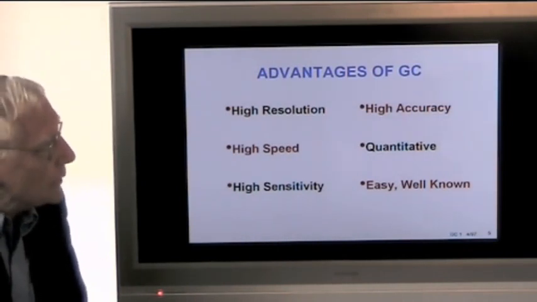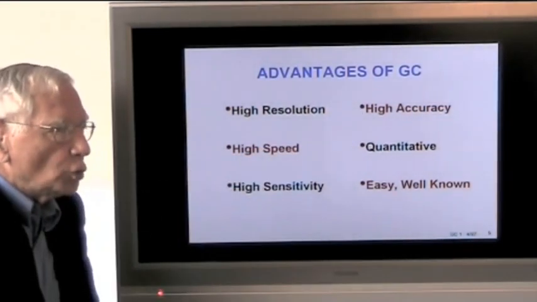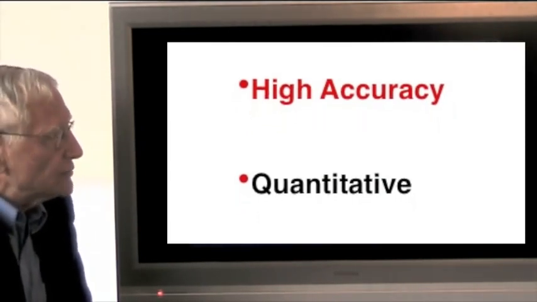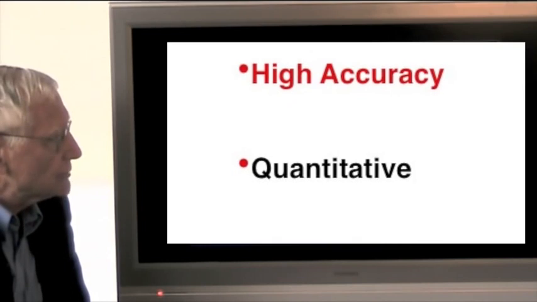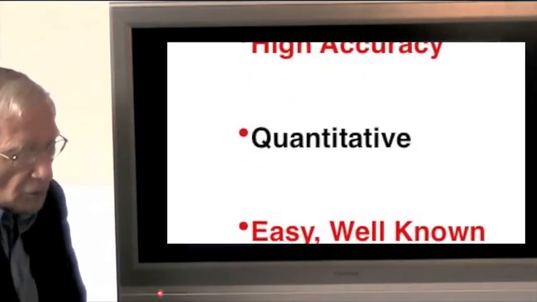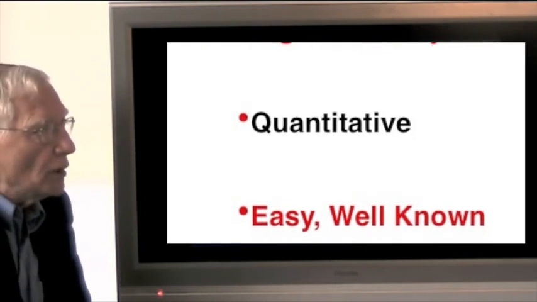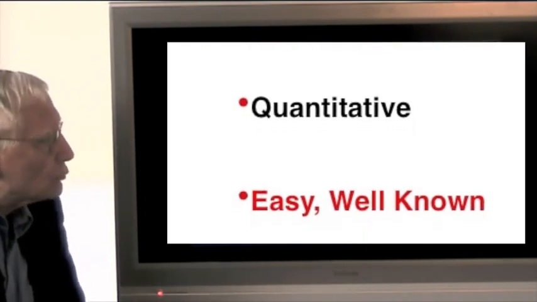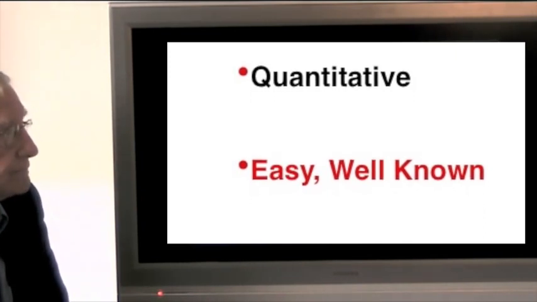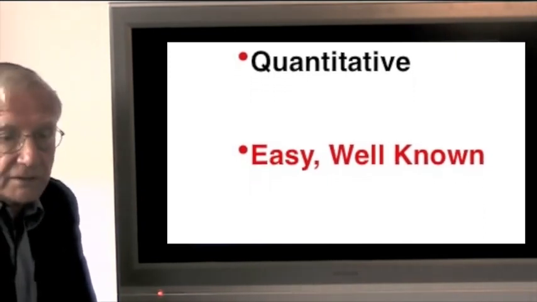High accuracy. Accuracy just means when we do quantitative analysis, we get very good results, the right answer. Good quantitative results. GC is also a fairly easy technique compared to some fairly well known. I mentioned earlier, probably one of the most widely used instruments in the world today. But we must be honest, there are also limitations.